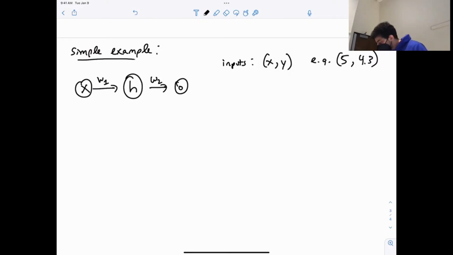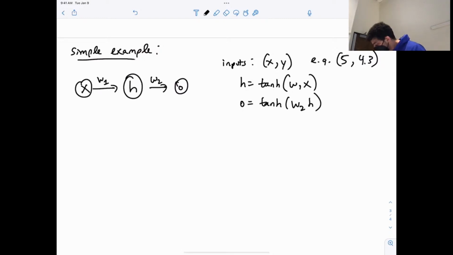All right, so let's say our network is defined just as a feed-forward network would. Our h is tanh of w1 times x. Note that this is not a matrix vector product. This is just a multiplication of two numbers. And our o is tanh of w2 h. So very, very basic network.